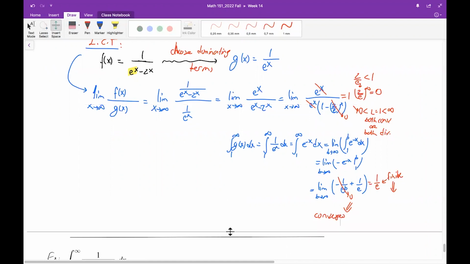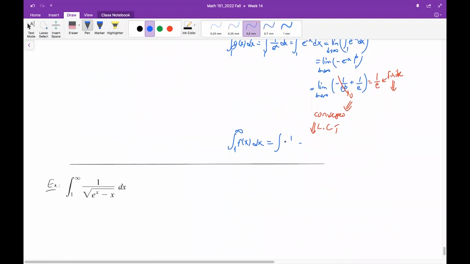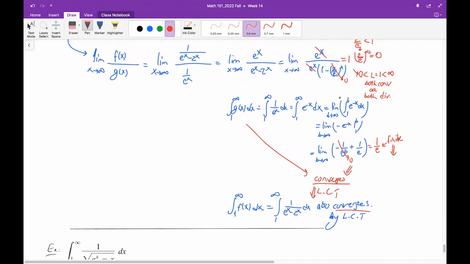That's why, by using the limit comparison test, the original improper integral that we deal with, with f of x equal to 1 over e to the power x plus x, dx from 1 to infinity, also converges. If for g of x the result is convergent, for f of x it has to be convergent too, because if you obtain a limit between 0 and infinity, they both converge or they both diverge.